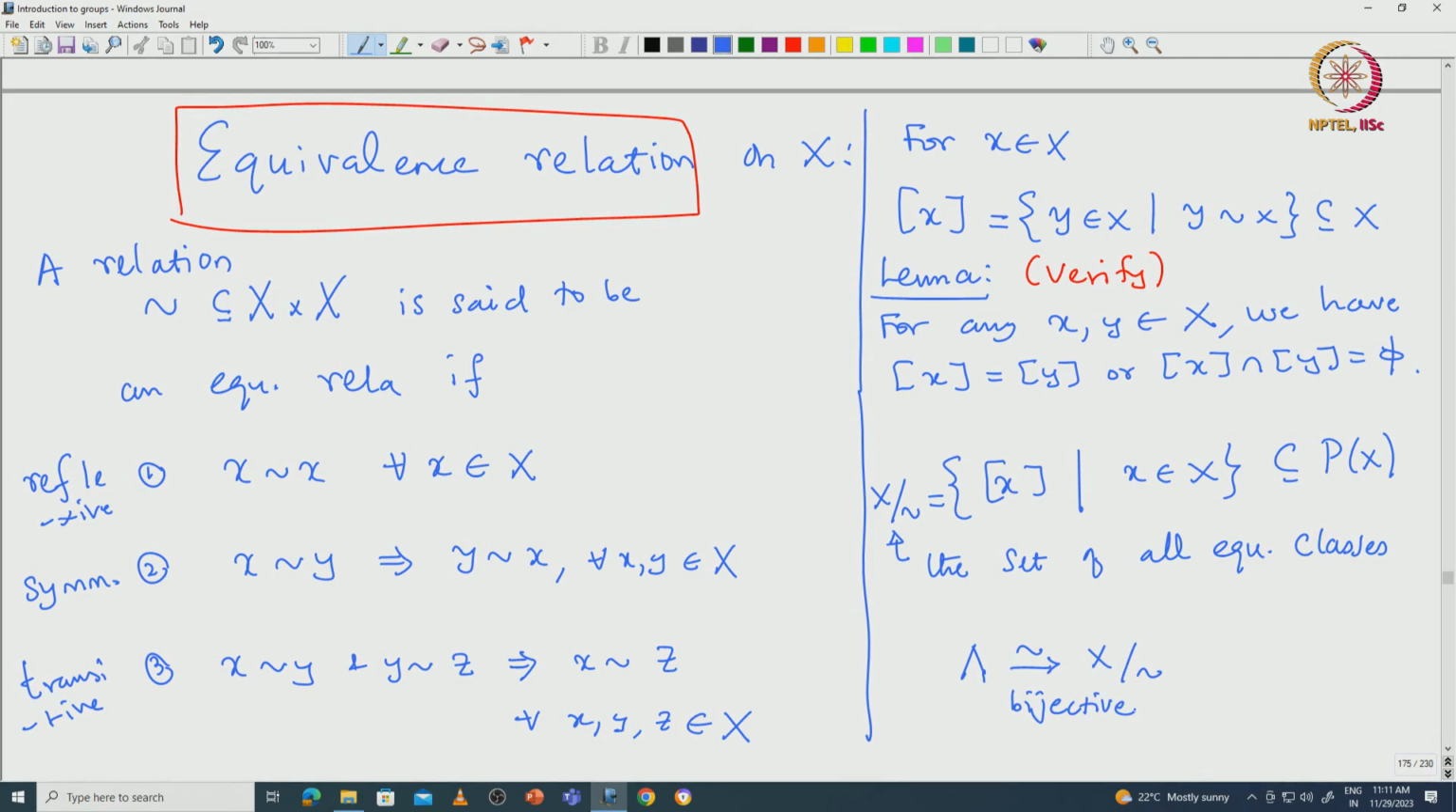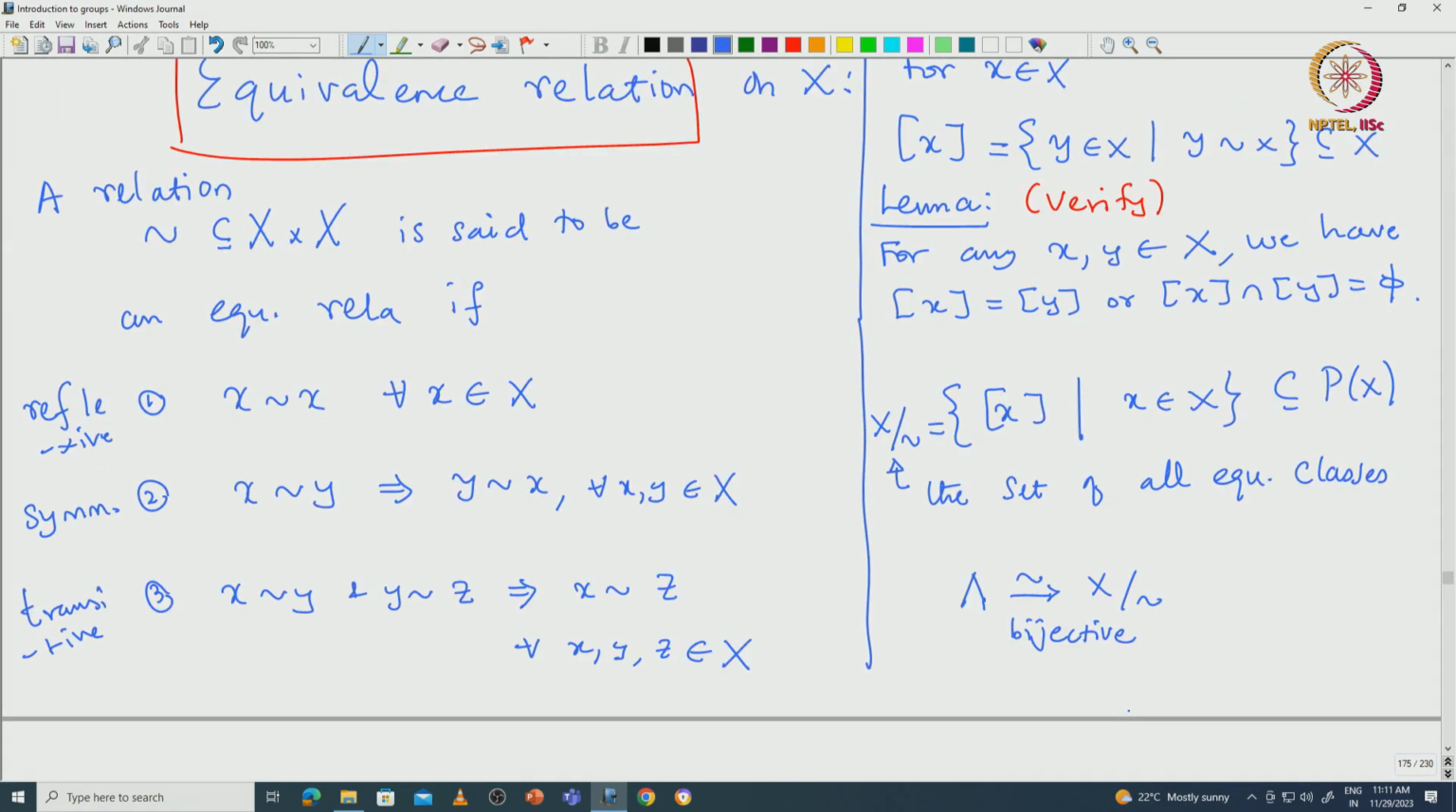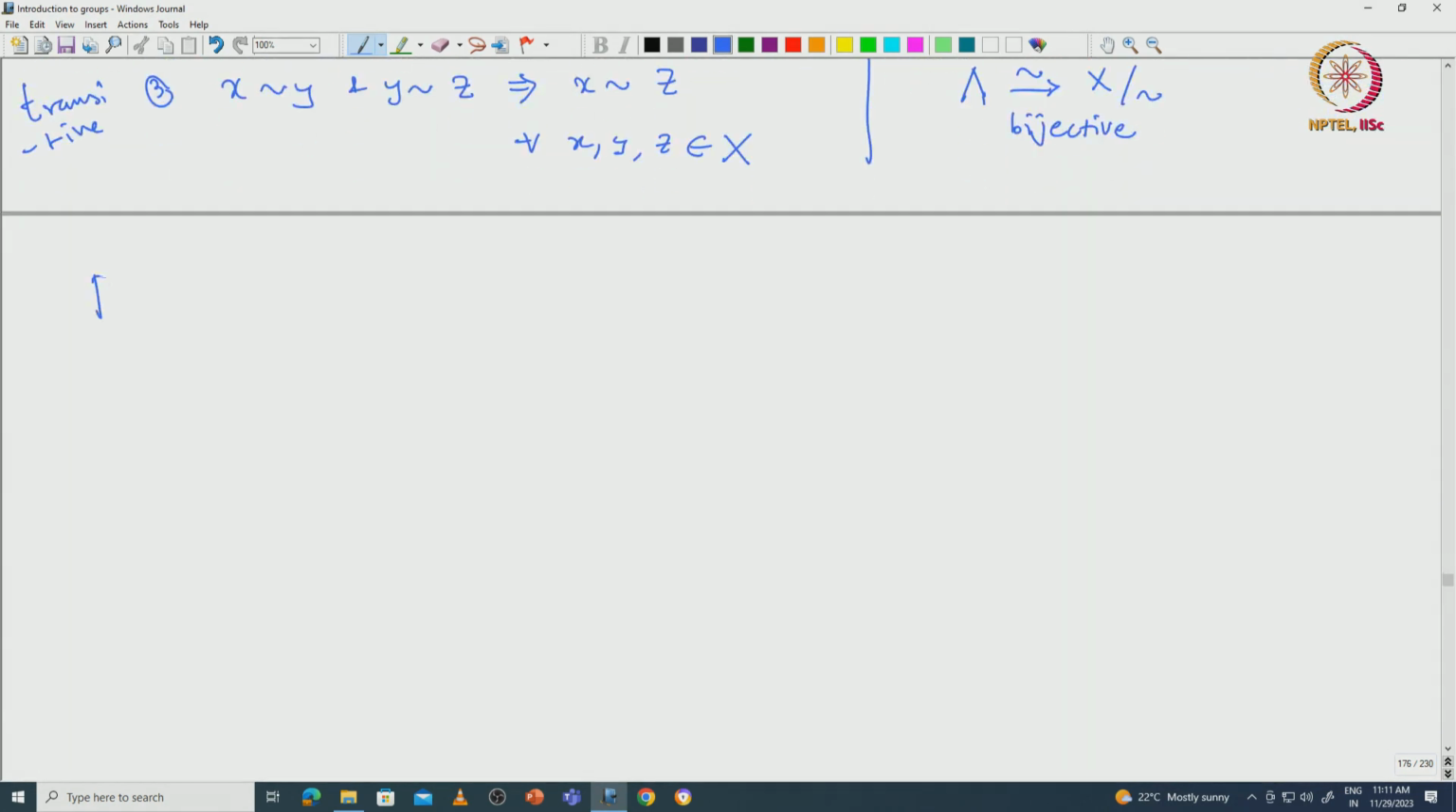An indexing set of these equivalence classes is a set capital Lambda that has a bijective correspondence with X modulo tilde. So, using this lemma, it is easy to see the following proposition: X is nothing but the union of these equivalence classes, bracket X, where the equivalence classes run over X modulo tilde. And in general, most of the time in practice, we choose this capital Lambda as a part of capital X only.